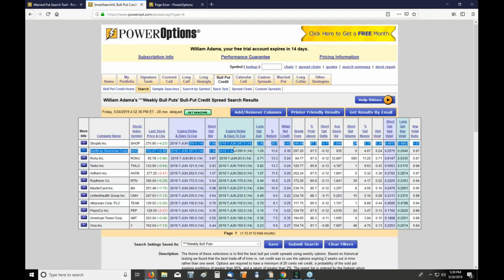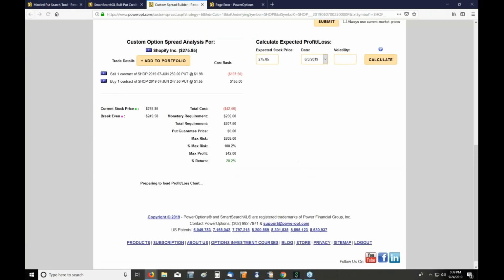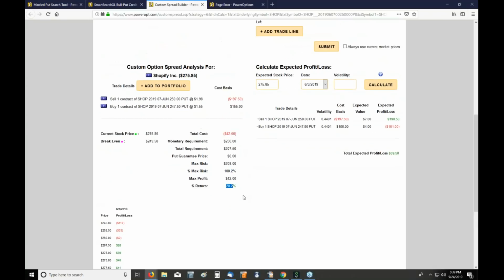I'm just going to take Shopify here, okay? And naturally, to open a true credit spread with a stock at $275, I might sell a June 250 for $1.80. I'm sorry, that's not the right price. And buy a June 247.5 for a credit of 43 cents at midpoint. So I'd be looking at 1.98 midpoint for selling the 250, buying the 247.5, 2.50 apart for 1.55, which means I get a credit of about 42 cents and a 20.2% return.